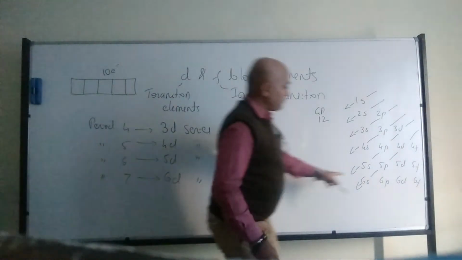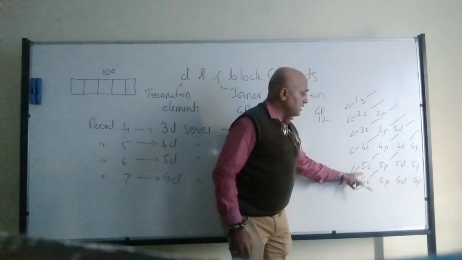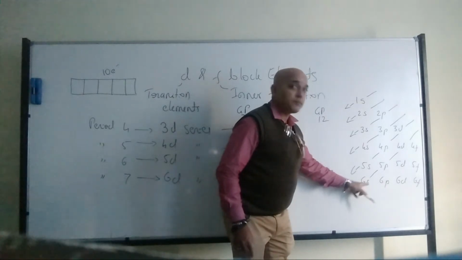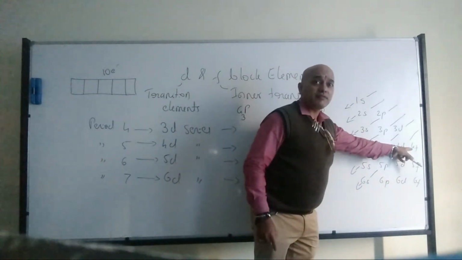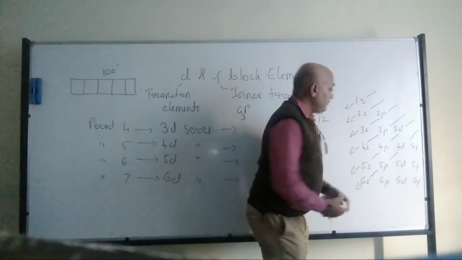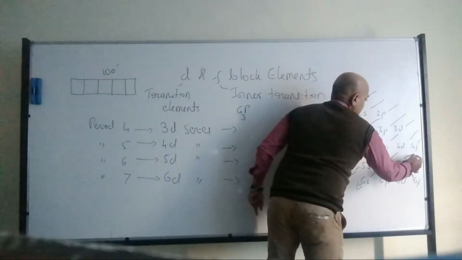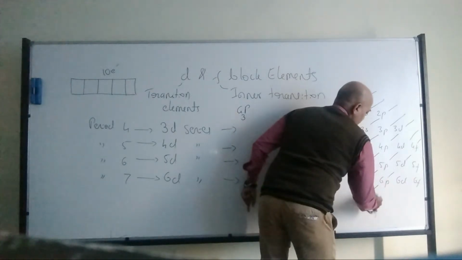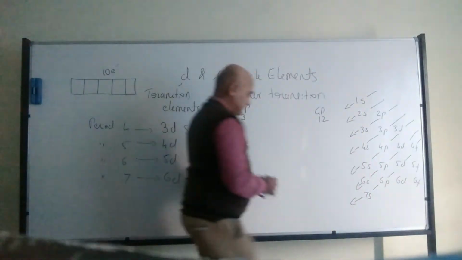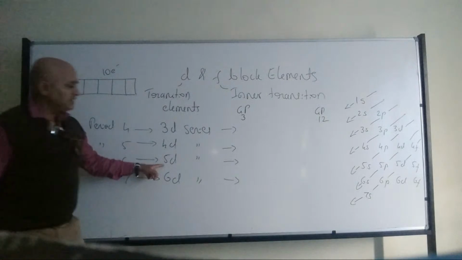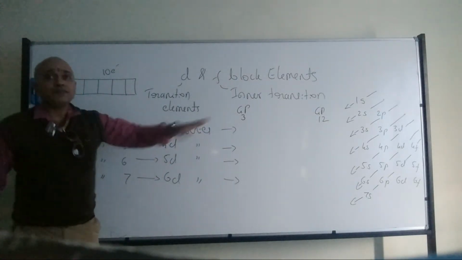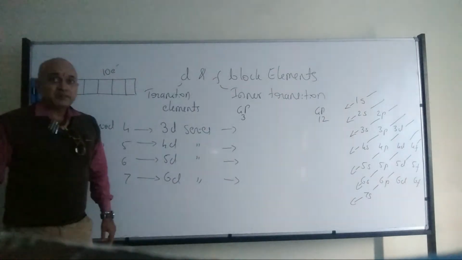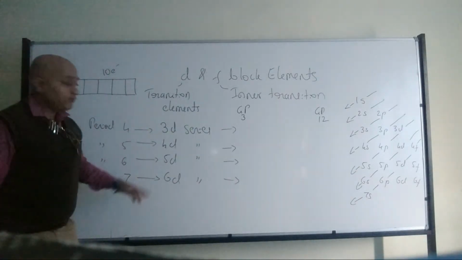Observe here carefully. Once 6s is getting filled up, before the coming of 5d, there is an entry of 4f. So that means when it comes to the 5d series, in between we have to talk about the filling of 4f also, right? So that's where the position of F block comes.